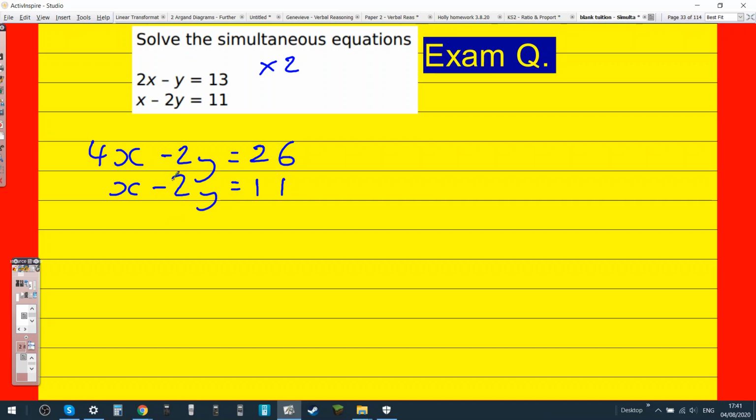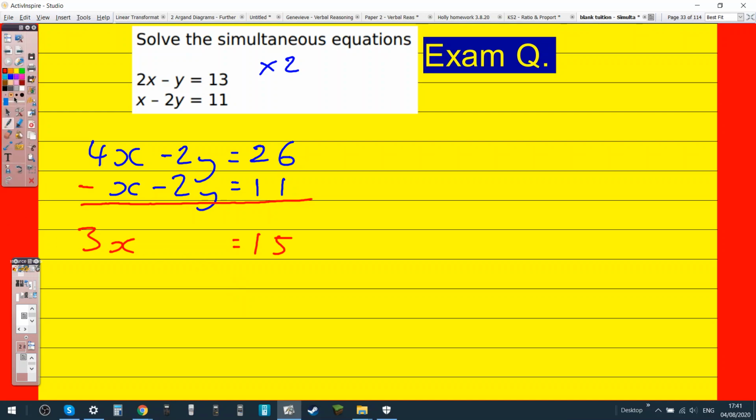The two y's, do they have same sign or different sign? They have the same sign. So what do you do? Subtract. Yeah. So then you would get 3x, and the y's would cancel out. So it'll be 3x equals 15. So then, if you make it into just x, it would be 5. Yep.